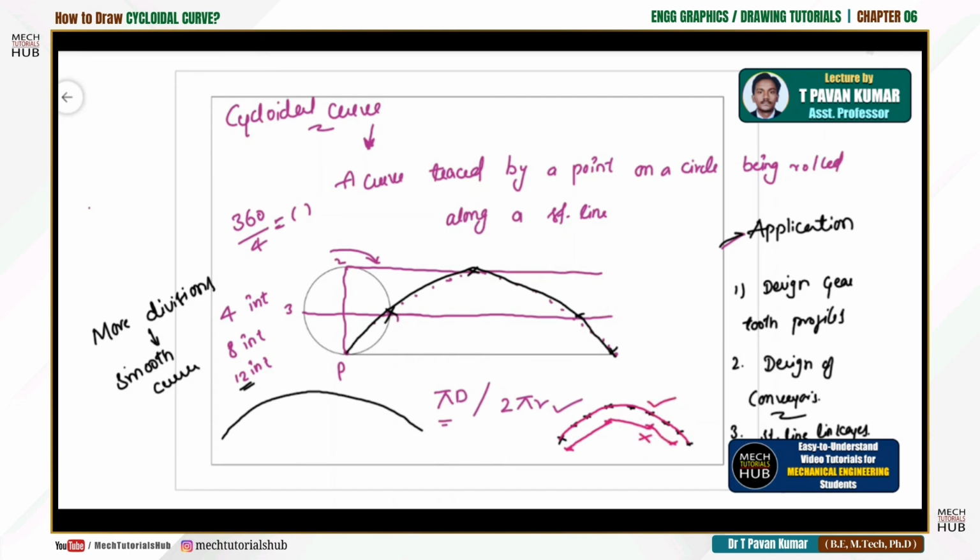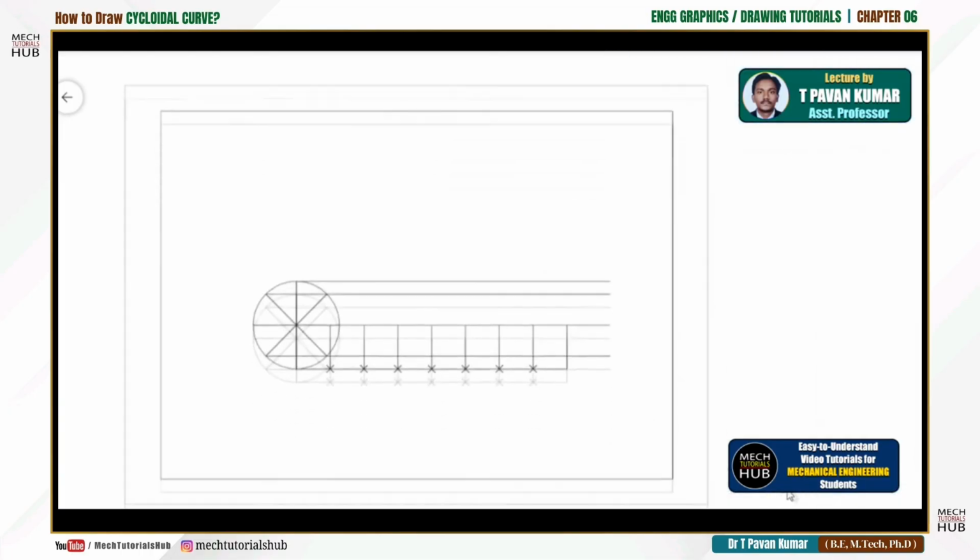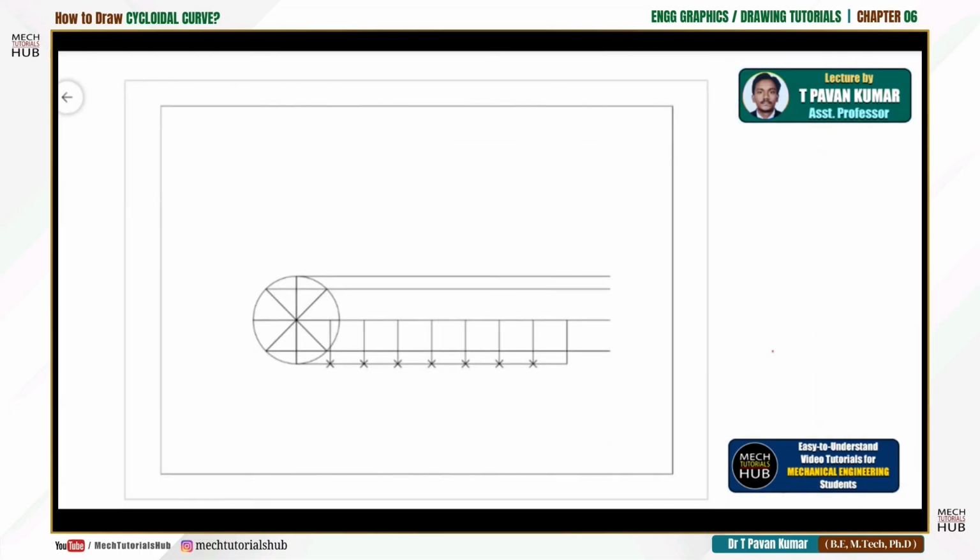In the next slide, let me clear this particular slide and take one more new slide. In this case you will understand. Just have a look at this particular slide. As I said in the beginning, you have to divide this into a number of segments. For example, this is starting from this point.